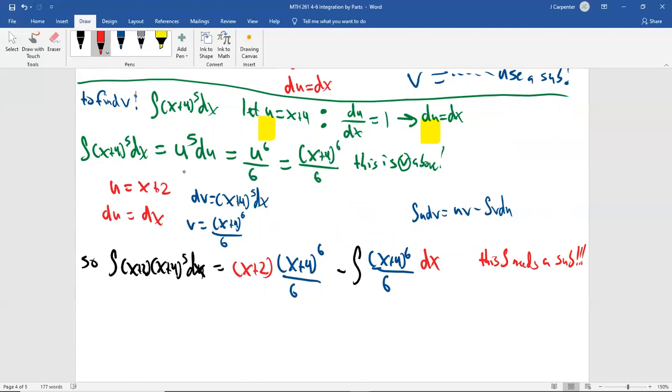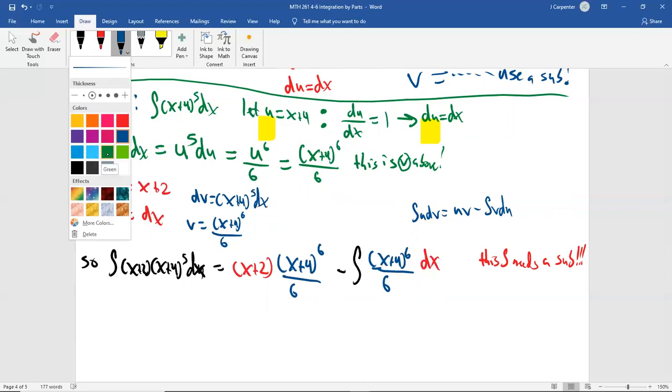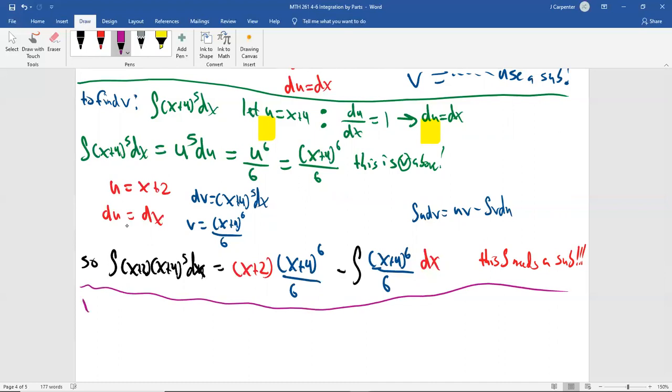So for this last integral, we need to, again, go to the side, and let's use, how about purple this time? So the integral of (x plus 4) to the 6th over 6 dx. You're going to say, no surprise, let u be x plus 4, so that du over dx is equal to 1. Multiply both sides by dx, and you get du is equal to dx, a coincidence.